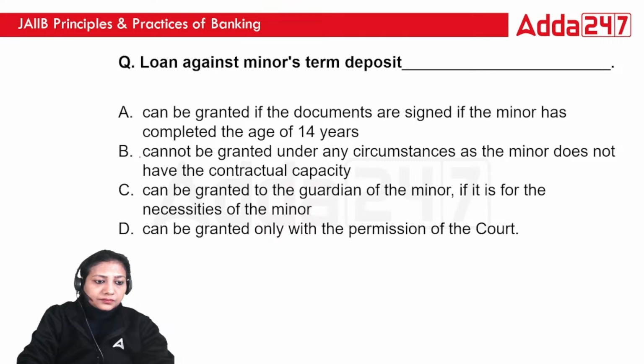And the right answer is C: can be granted to the guardian of the minor if it is for the necessity of the minor.